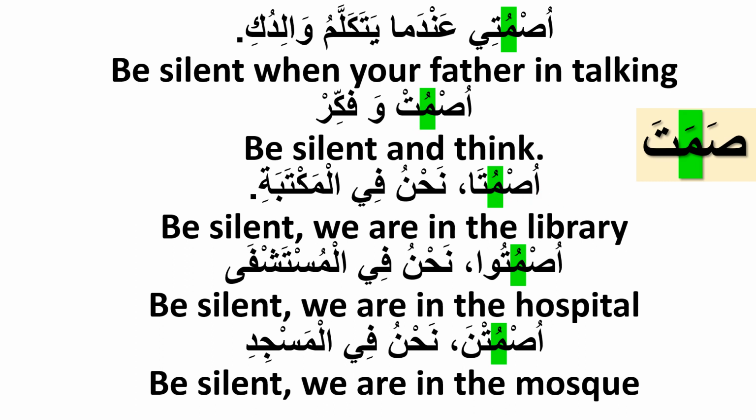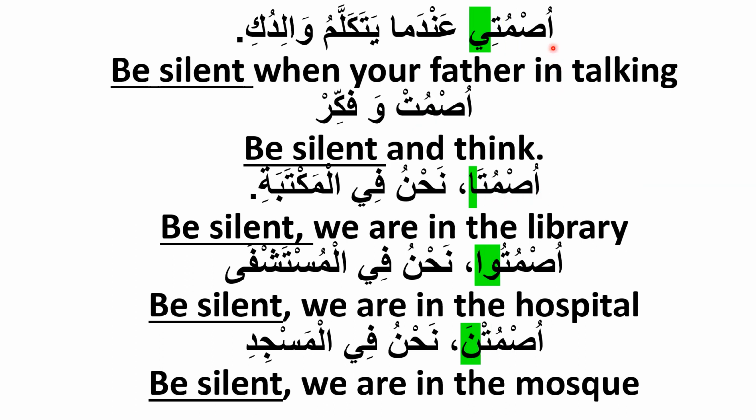اصمتا. As you notice in the imperative form, the verb generally carries suffixes at its end. اصمتي, اصمتا, اصمتوا, and اصمتنا. Those verbs have the same translation in English, be silent, but these suffixes in the Arabic language give information about the gender and number of the subject.